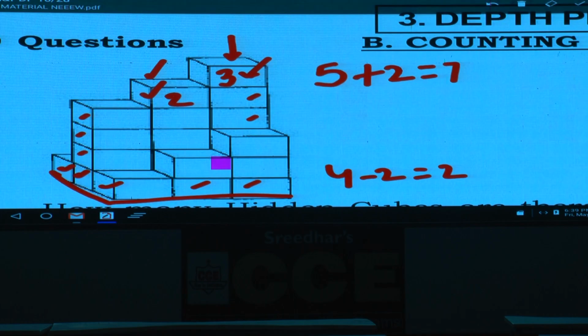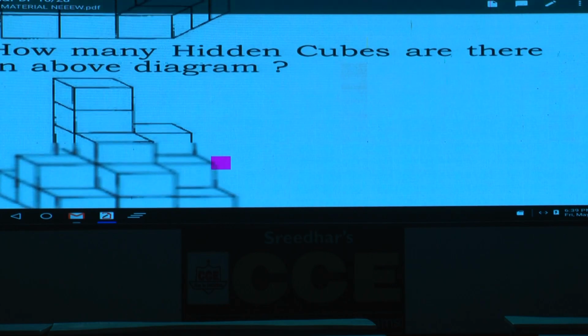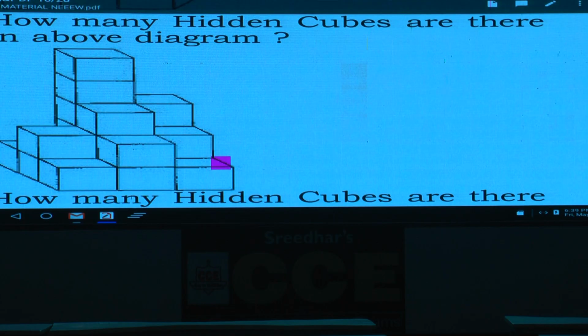Then let us work out the remaining questions in the same way. Then question number 3. As question number 3, tell me what is your answer here? Now how many blocks were there in this? 1, 2, 3, 4 and 5 blocks. Out of these 5, how many are visible here? 1, 2, 3, 4 are visible. This is also visible. And so how many is invisible? Only 1, isn't it?